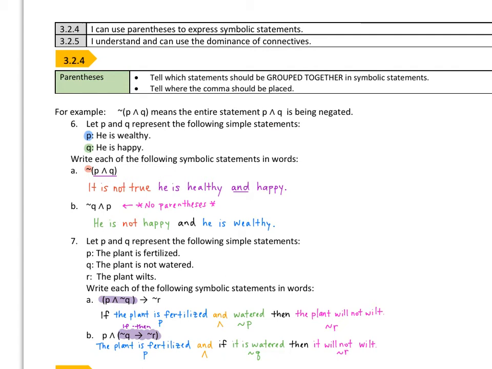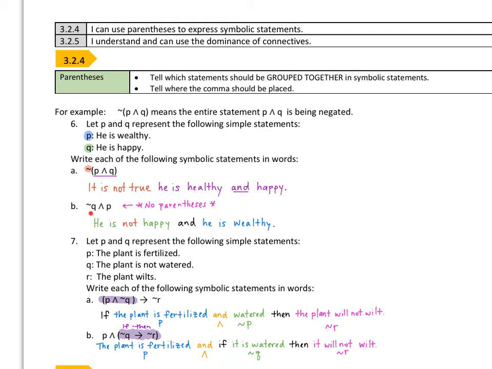So let's look at our simple statements. P, he is healthy. Q, he is happy. We want to do not, in parentheses, P and Q. So we take care of this by saying it is not true, and now we take care of this whole thing. He is healthy and happy, okay? It is not true he is healthy and happy. That's our symbol there, okay?